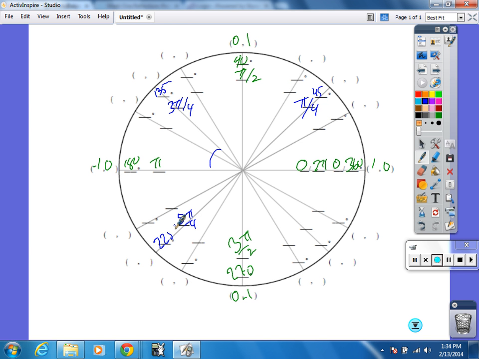This guy right here would be 7 pi fourths. Good. And notice that's 315 degrees. Notice they all have the same reference angle, don't they? Okay? And then notice if I add 45 again on that, 8 pi fourths, which is 2 pi. I went around the whole circle. Does that make sense?